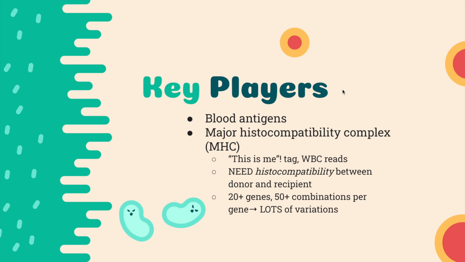The problem is that there are 20 plus genes that code for MHC, and there are 50 plus combinations per gene, which leads to lots of variations, and it's very hard to match a donor and recipient. If you remember me talking about the first successful kidney transplant, that is actually what made it successful, because it was performed on identical twins who had identical antigens and their MHCs matched. So the organ was accepted.